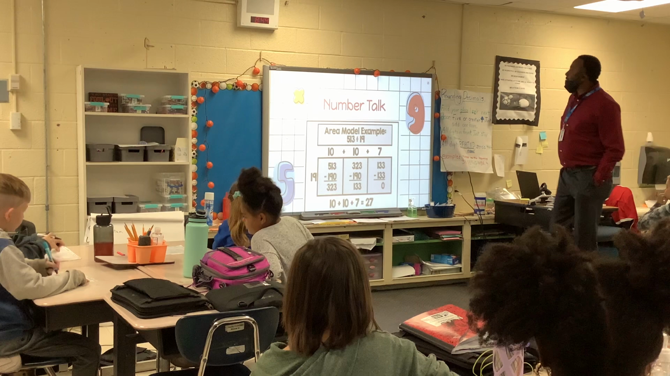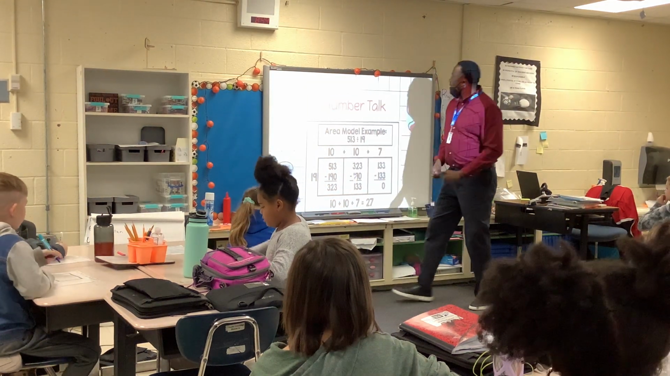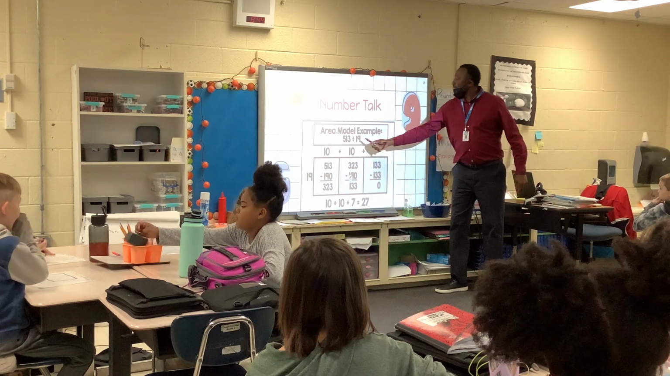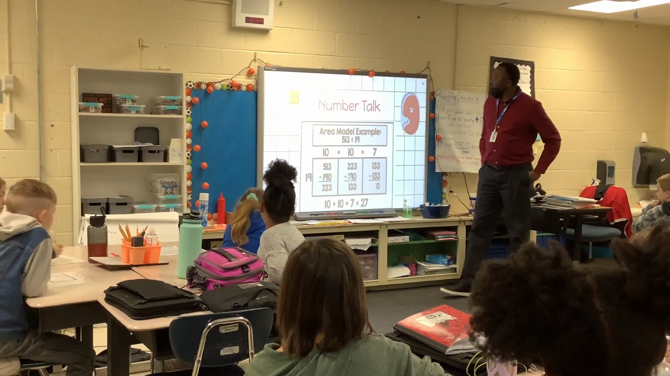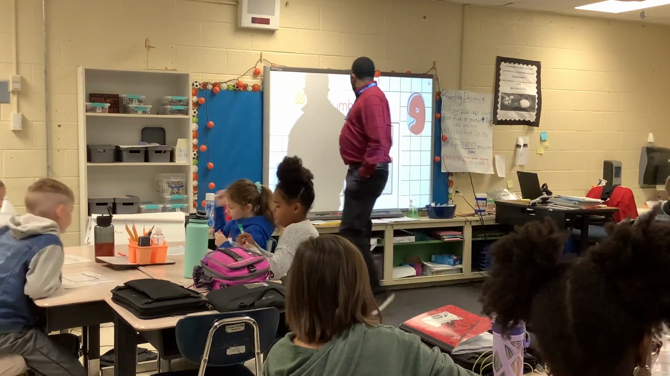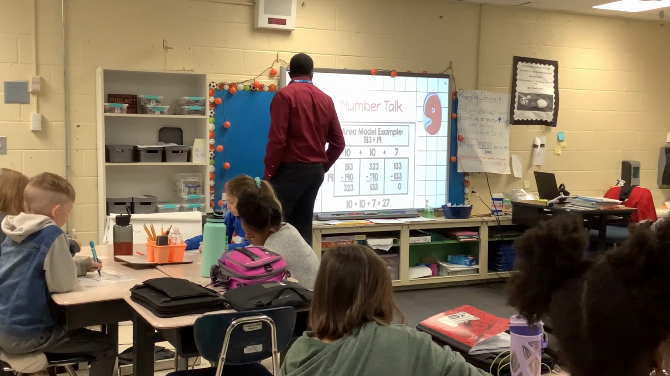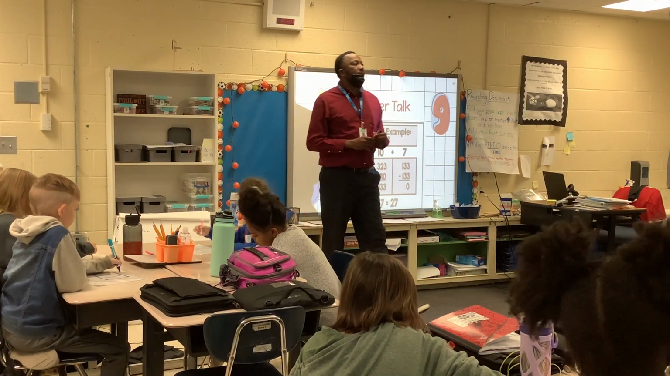Number talk. Using our area model, we have an example, 513 divided by 19. Go ahead and write that problem down. 513 divided by 19. Let's talk about some vocabulary terms.